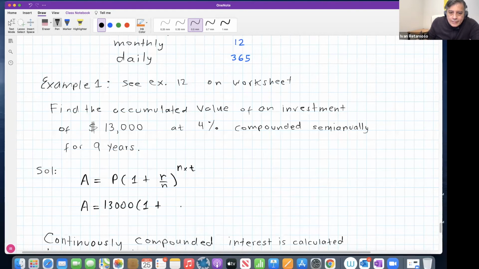1 plus R. R is 4%, but we said that R has to be written as a decimal, right? So it's 0.04, as a decimal. This is what you write here, 0.04. Or divide the number 4 by 100 in your calculator, and it will give you 0.04. N, what is N? Since they say the interest has been compounded semi-annually, N is equal to 2, right?